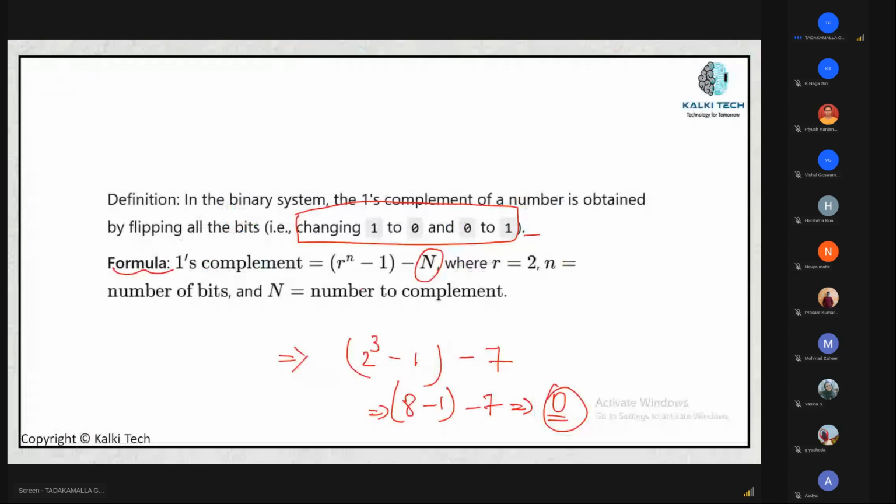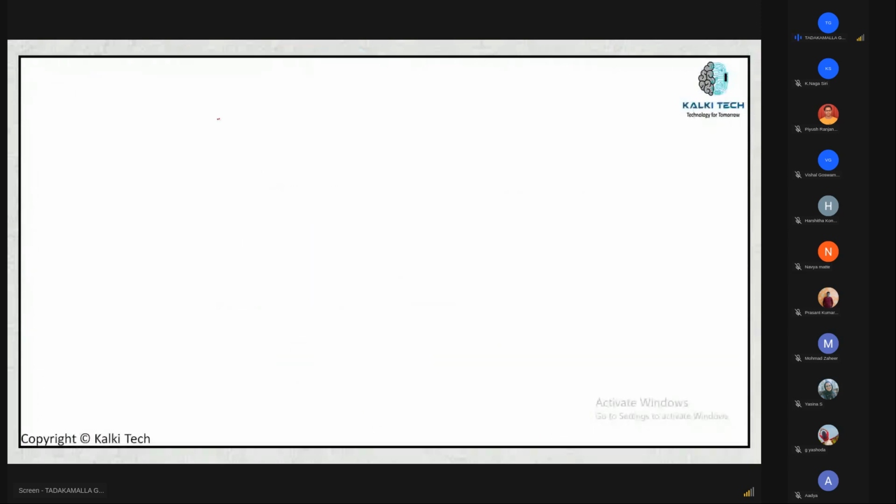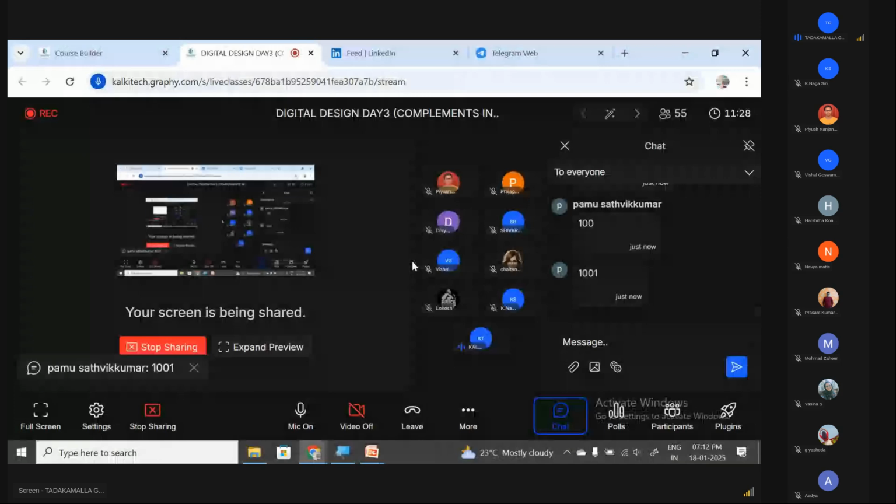Now, this is one more example. If we have 0 1 1 0 and we want to perform one's complement of this number, we will simply flip all the bits: 1 0 0 1. So this is the one's complement of 0 1 1 0. Okay, so this was about your one's complement.